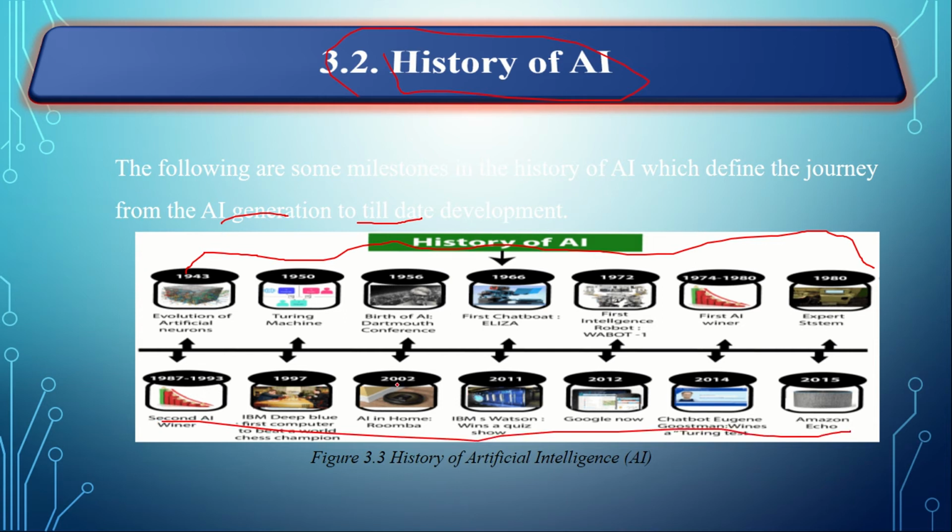Day to day there is modification and advancement, from the evolution of artificial neurons. 1950, Turing machine. 1956, birth of AI.